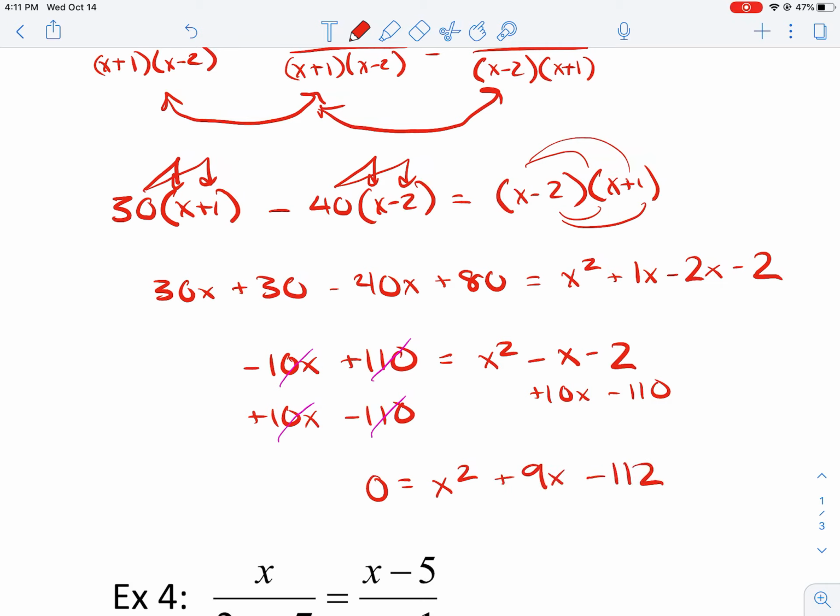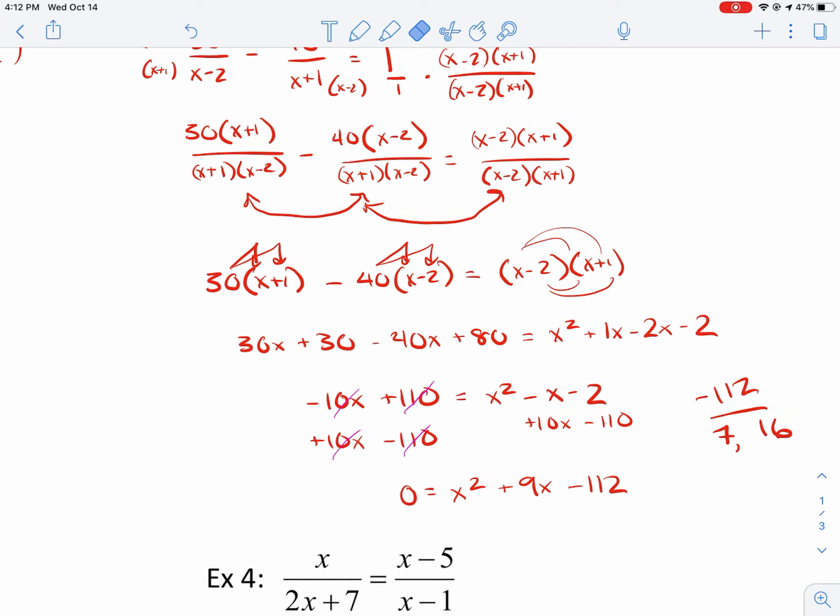All right, so our factors here for negative 112, I'm not going to list them all, but the one I'm looking for is a 7 and a negative 16. Add those two things up and you get a positive 9. So our factors here are x minus 7, x plus 16.